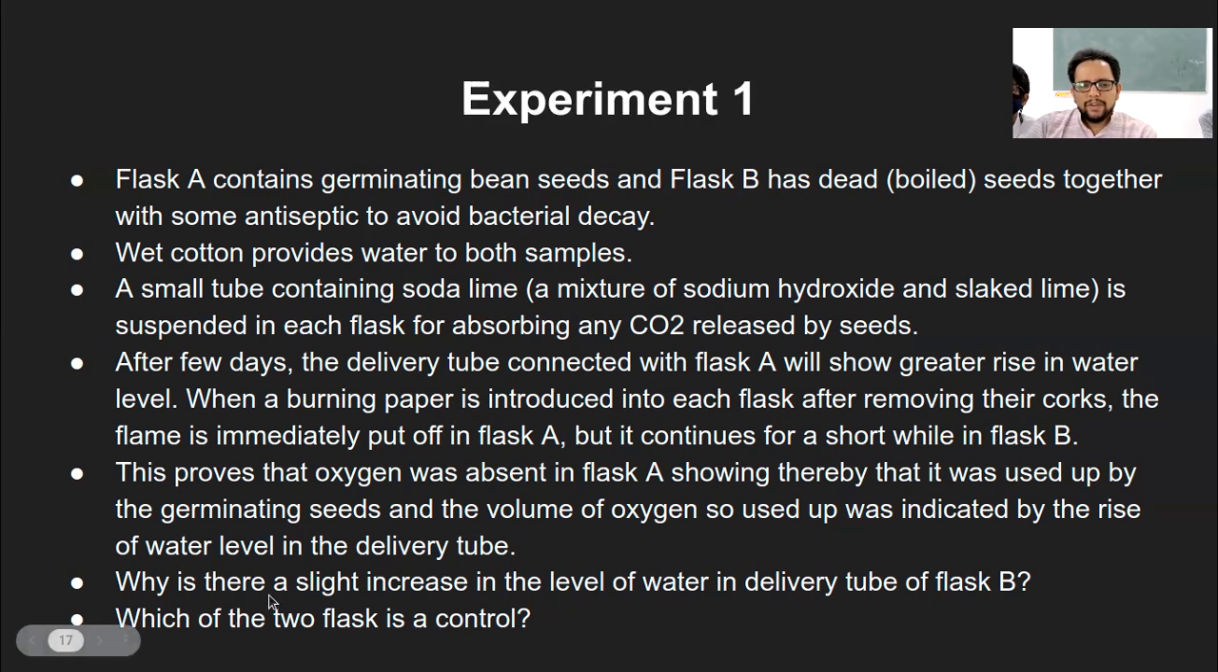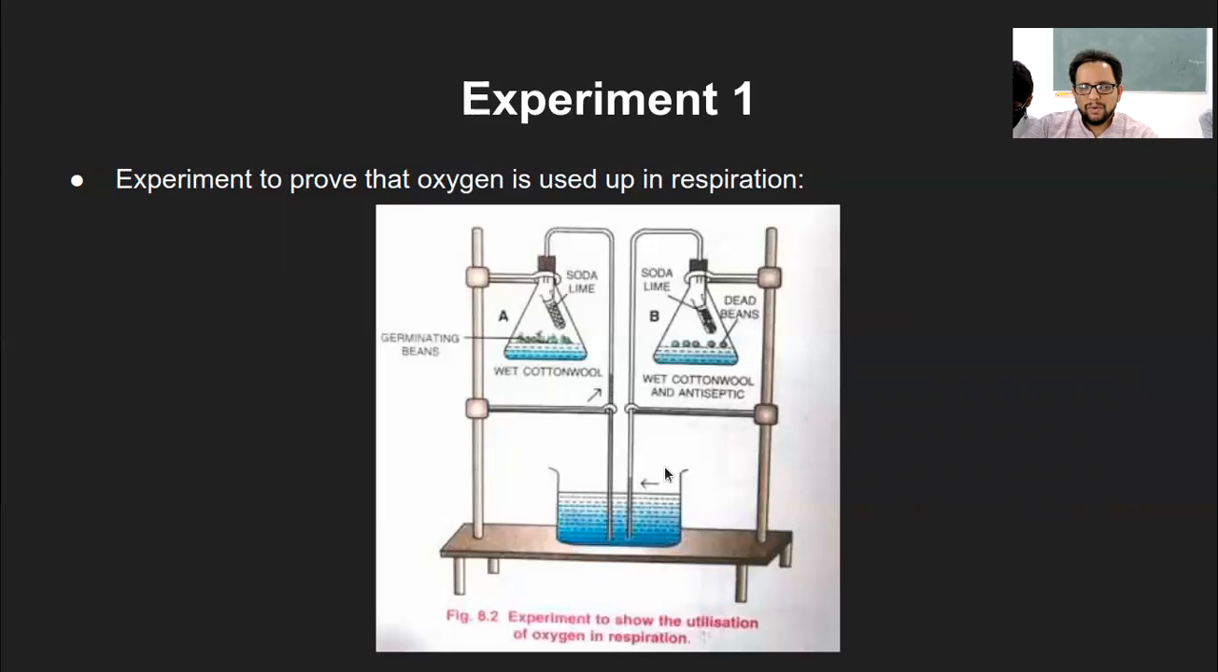Now we need to know why there is a slight increase in the level of water in the delivery tube of flask B. So flask B, initially it would be almost at the same level as the water. There is a slight increase. Can anyone think why it would increase?